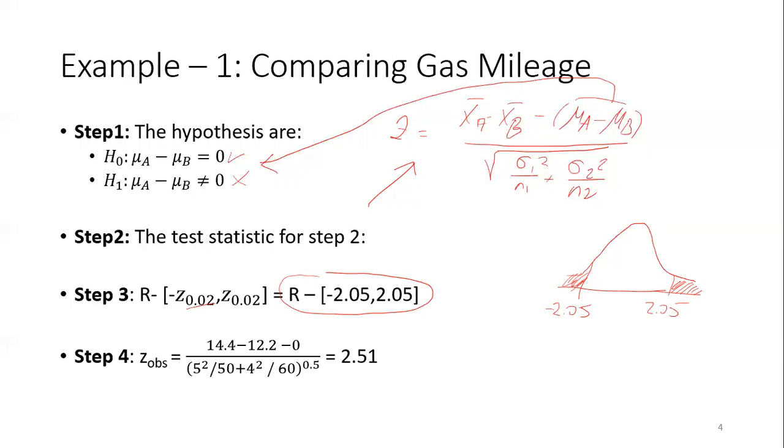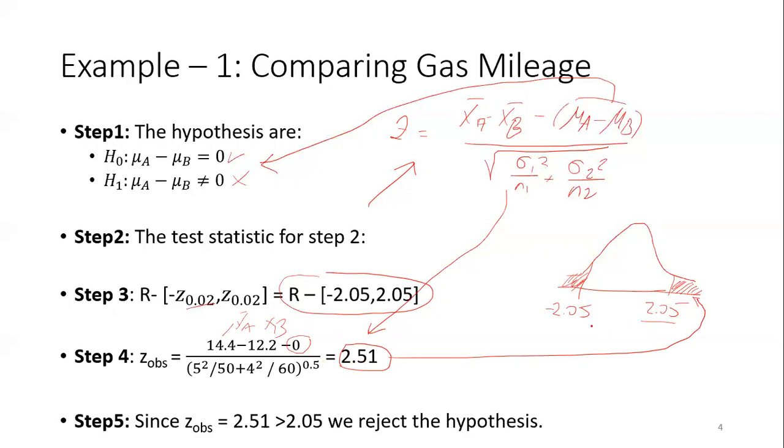So what is Z observed? Just using this formula, calculate the Z observed, which is 14.4 minus 12.2 minus 0. 0 comes from the hypothesis. This is x bar A. This is x bar B, okay? Divided by the square root of sigma 1 squared divided by n1 plus sigma 2 squared divided by n2. And well, the result is equal to 2.51. See? So 2.51, just check. 2.51 is in this region, right? It's greater than 2.05. Hence, what we do, we just reject the hypothesis.